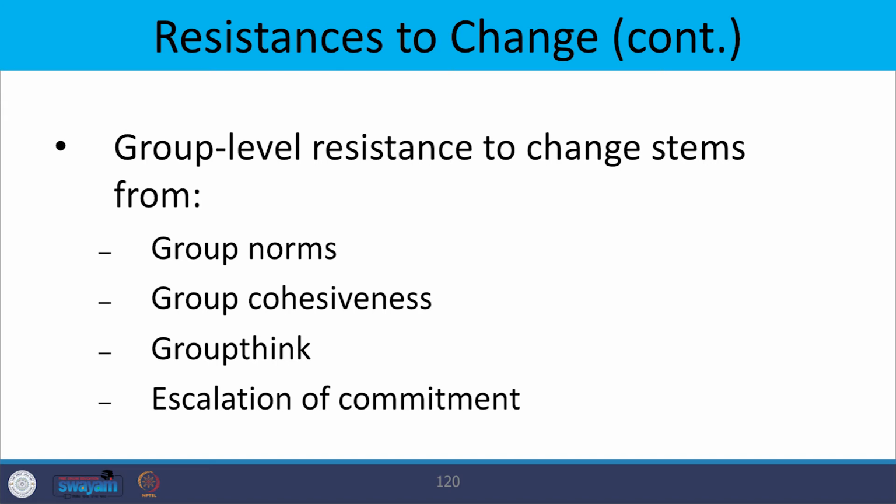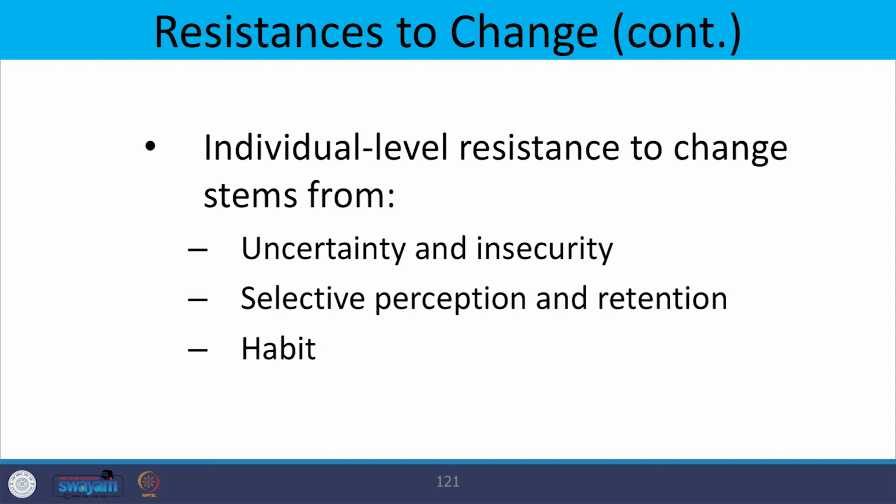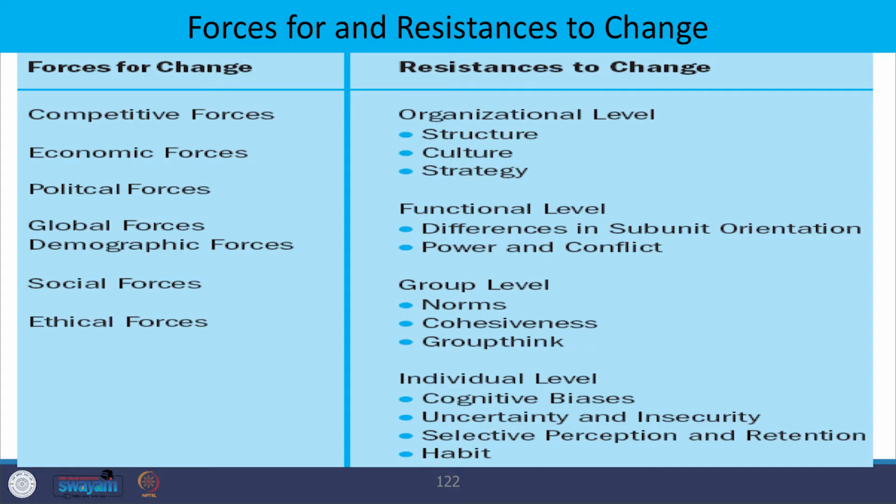Similarly, there are some group level factors: group norms, group cohesiveness, groupthink, escalation of commitment. Individual level factors may also lead to resistance, like uncertainty, insecurity, selective perception and retention, and habit. So, forces for resistance to change are the competitive forces, economic forces, political forces, global forces, demographic forces, social forces, and ethical forces, and their impact on resistance to change.